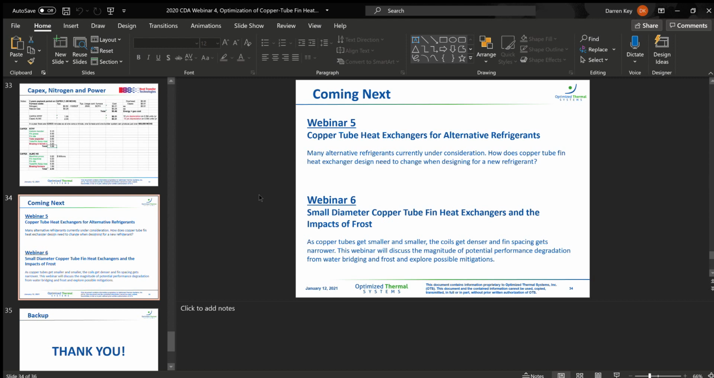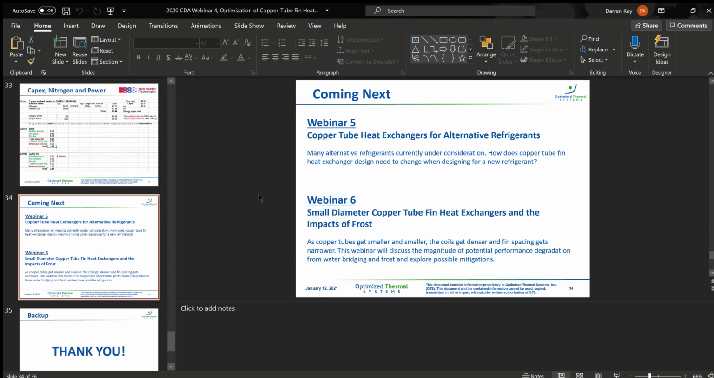So there's a bunch of alternative refrigerants currently under consideration, mostly for environmental reasons, other reasons as well. And we want to take a look at how a copper tube fin heat exchanger design needs to change for these various new refrigerants. Webinar 6 should be really interesting. I'm excited for that one.